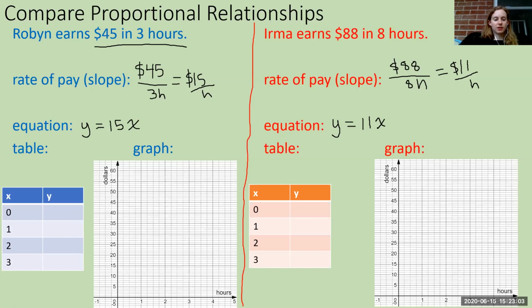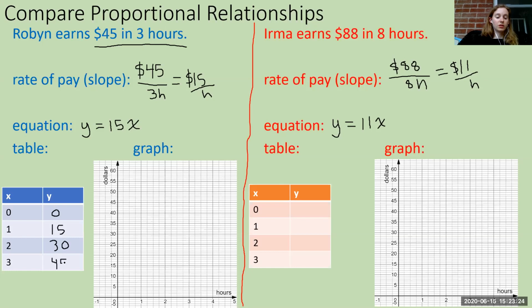Now let's make some tables for these ladies. So for Robin, we got this table set up here. So if Robin works 0 hours, she'll make $0. She works 1 hour, 15. 2 hours, 30. 3 hours, 45.